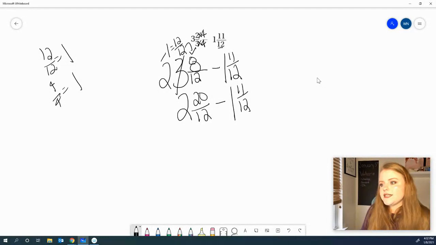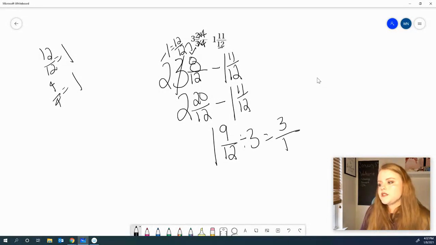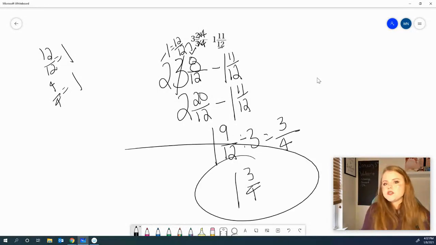20 minus 11 is 9 twelfths. 2 minus 1 is 1. 1 and 9 twelfths, but we can simplify. Both of these are divisible by 3. 9 divided by 3 is 3. 12 divided by 3 is 4. My answer is 1 and 3 fourths.